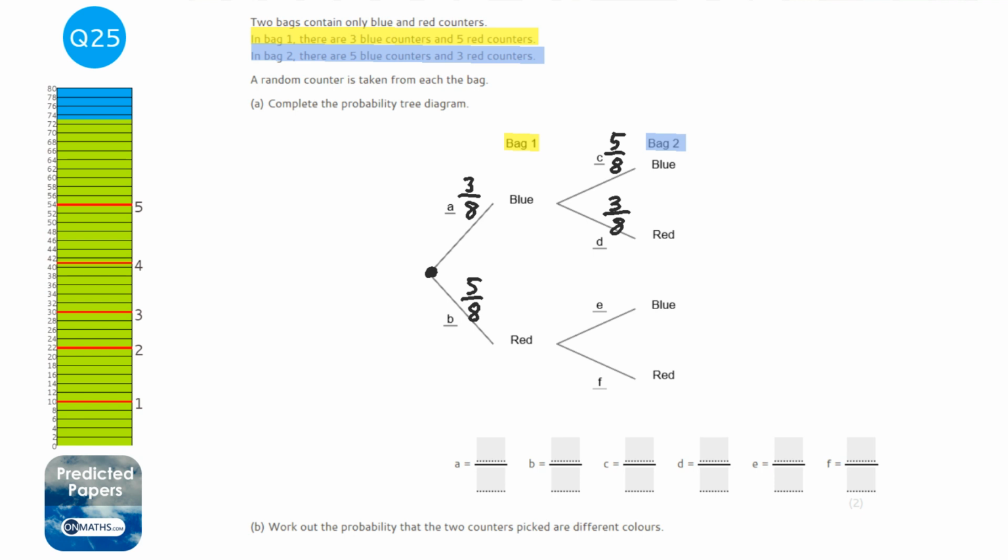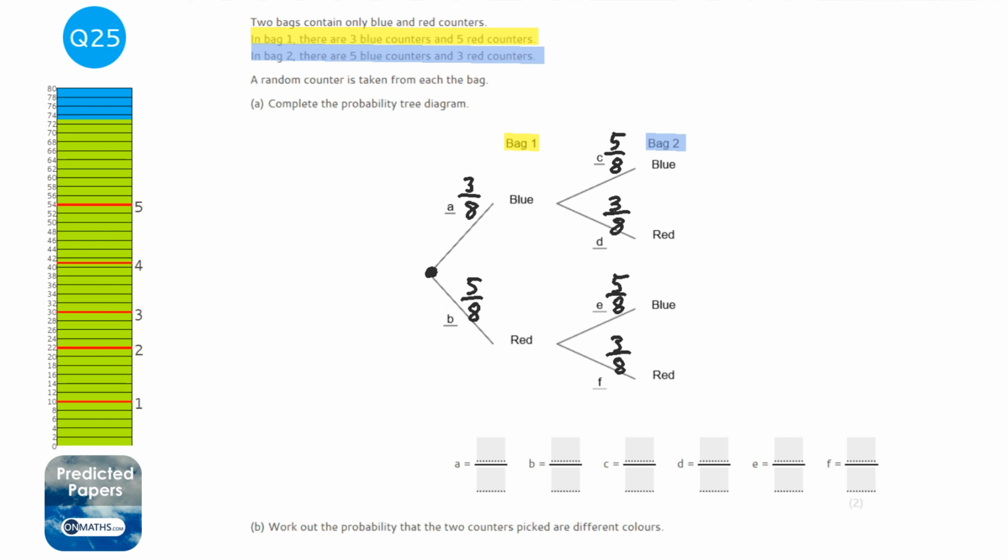Now, imagine I go down the red path first of all with bag 1. Well, there's the same probabilities: 5 over 8 for blue, and 3 over 8 for red. And that's our probability tree complete.